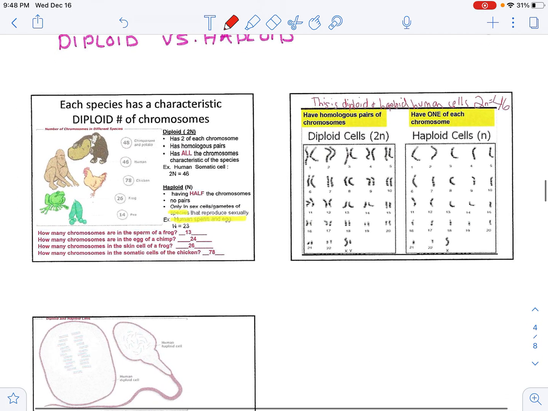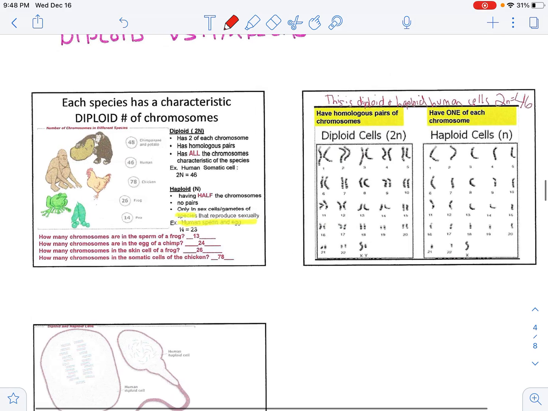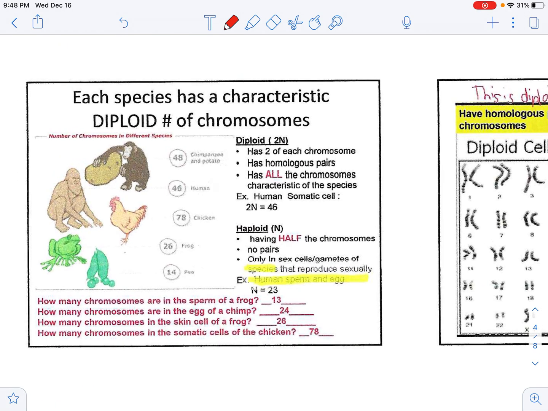Diploid versus haploid, I've been sort of talking about it, and it was in your homework last night, so I just want to go over some of the terminology here. Each species has a characteristic chromosome number, and we call that the diploid number. So humans have 46. That's our diploid number, meaning that's how many we have for a normal human. Chimpanzees have 48, chickens have 78. Don't memorize that, but notice the number of chromosomes doesn't necessarily mean more highly evolved. A chicken has more chromosomes than us. That doesn't mean they're more complicated. It just means that their DNA was divided up into more chromosomes.